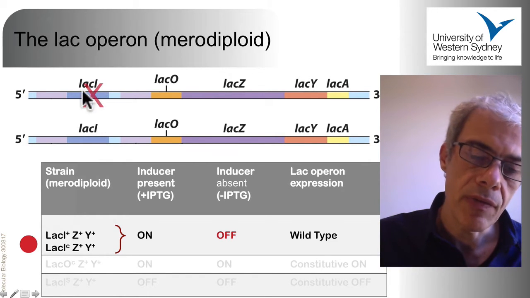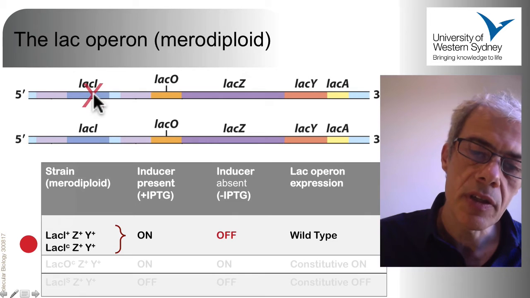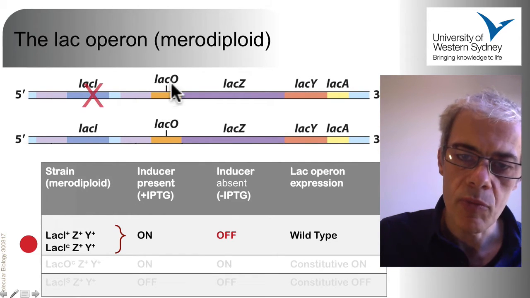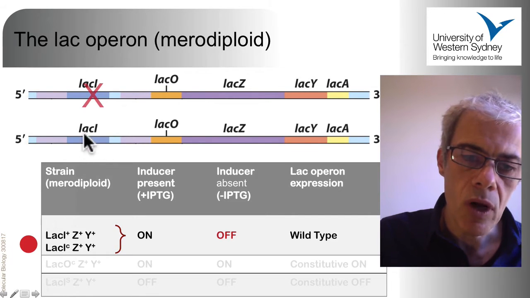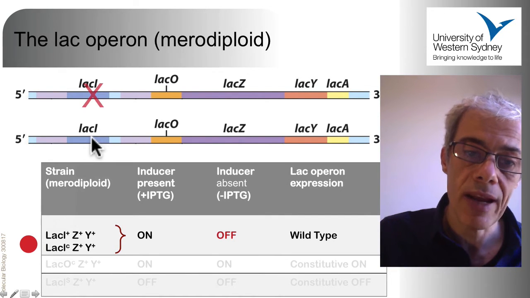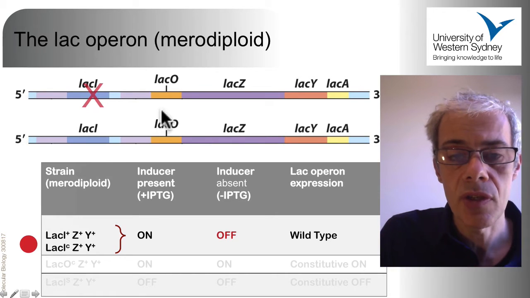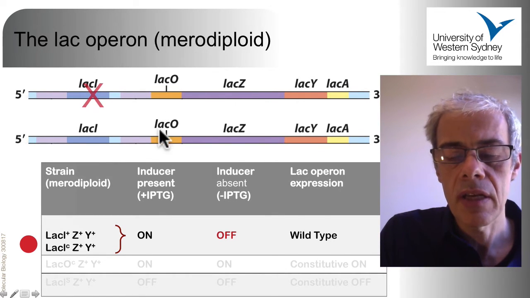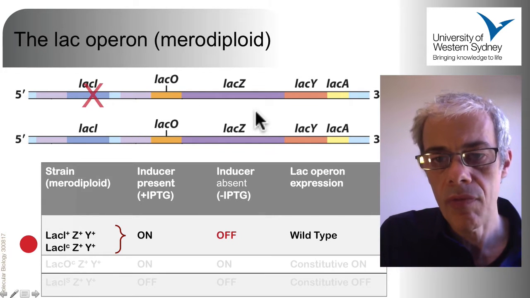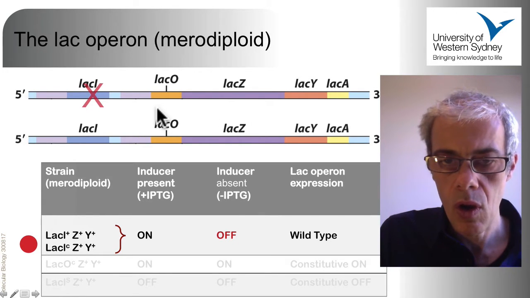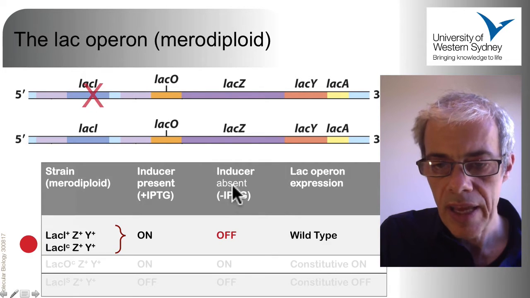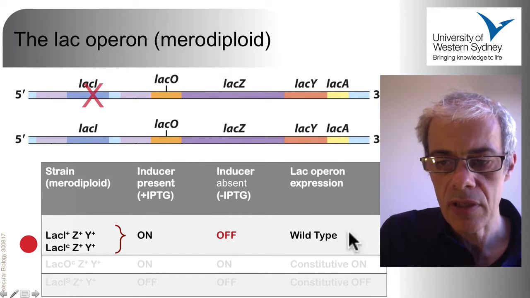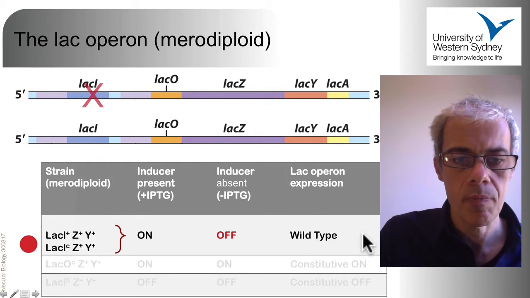So if this mutant can't produce a functional Lac repressor, it can't repress this gene. If the wild type can produce a functional Lac repressor, it can diffuse across and bind to either copy of the gene, and it can then turn off the Lac Operon, and therefore in the absence of IPTG the repressor can function and you have a wild type phenotype.